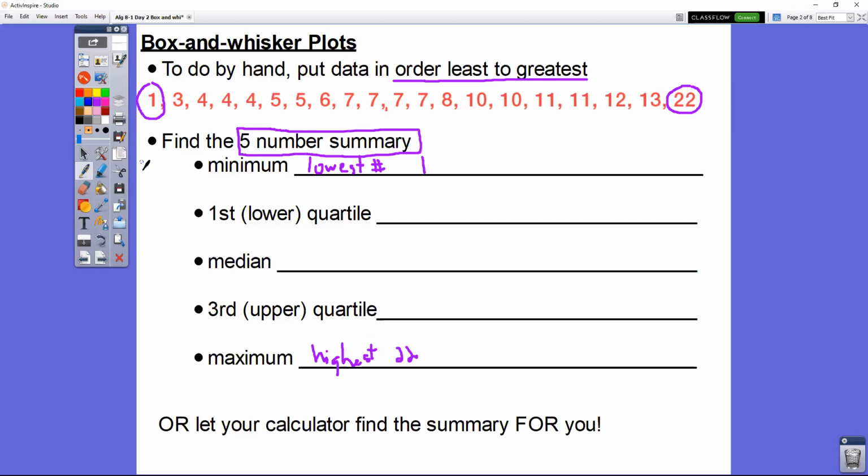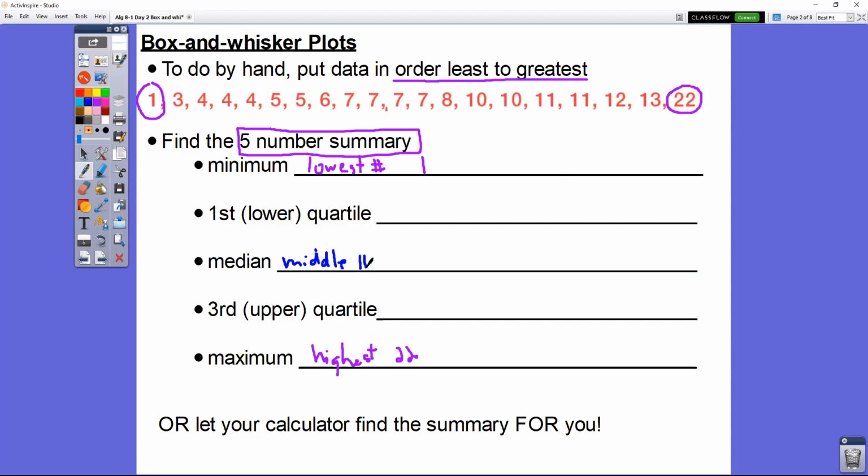Now the median is the middle number out of all of our data. So we need to figure out how many numbers we have here. 1, 2, 3, 4, 5, 6, 7, 8, 9, 10, 11, 12, 13, 14, 15, 16, 17, 18, 19, 20.